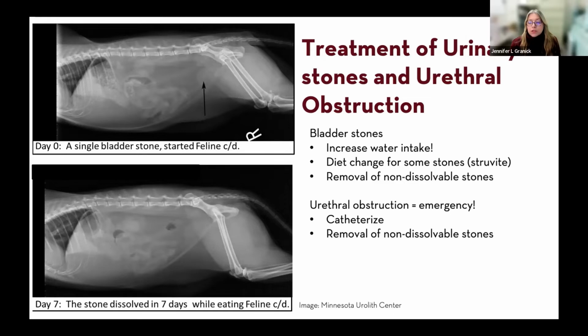If it's a stone that can't be dissolved with diet, then the things that can happen to remove the stone are surgery. So surgeons can go in and remove stones from bladders, and there are also other mechanisms that can, in certain animals, be used to remove stones, like lithotripsy, which is a laser that can break them up. Not in male cats, they tend to be too small, but in female cats, that's something that can be done.